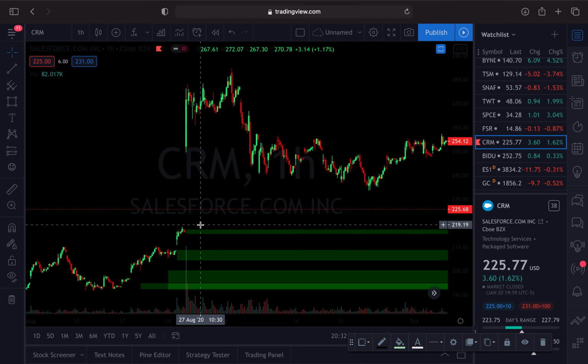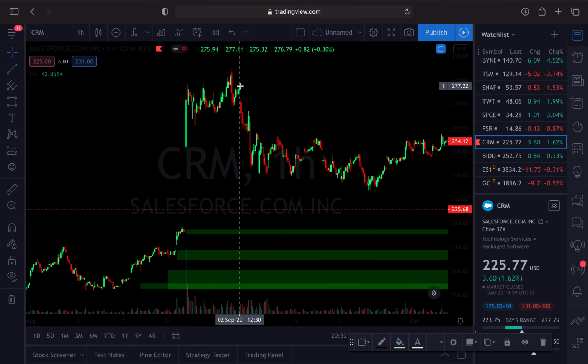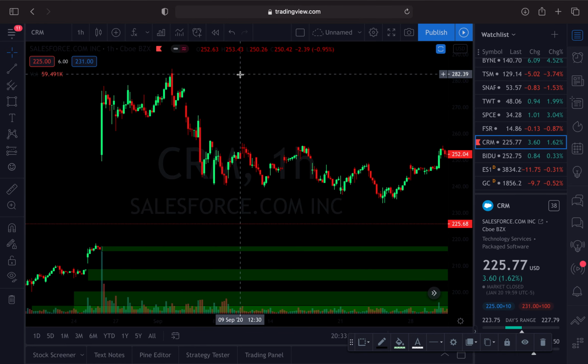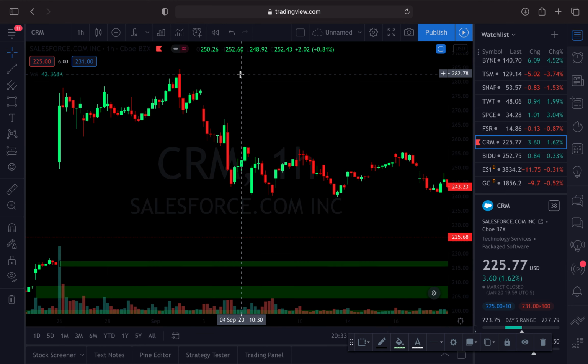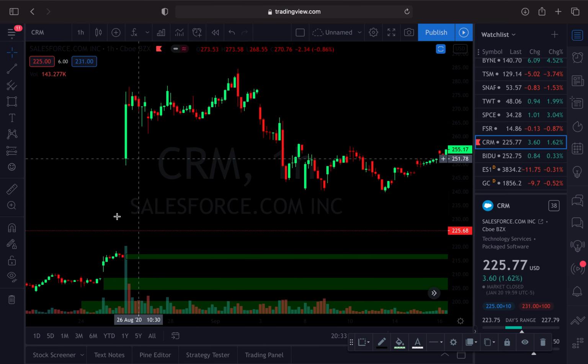You need a red candle for it to be a demand zone. Vice versa, like this is a supply zone right here. Just glancing at it, you need a green candle for supply, and you need a red candle for demand. There's no exceptions. If it's a green candle, it cannot be a demand. So this was a demand zone right here.